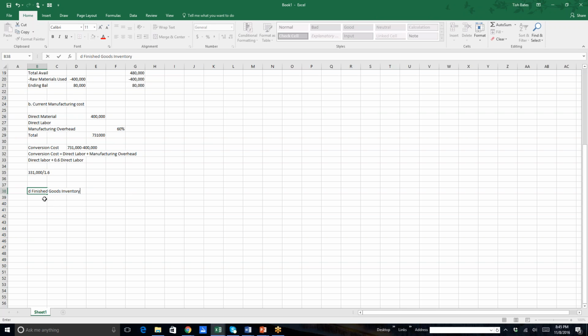Okay, so finished goods inventory, again, you're going to do your activity, which is going to be beginning balance, plus the cost of goods manufactured, okay, which is going to give you your cost of goods available for sale, okay, and then you're going to subtract out your COGS, cost of goods sold, to get your ending balance. Okay?